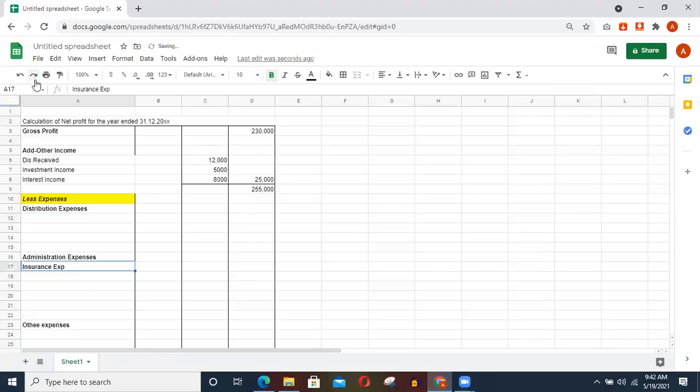So under administration expense, you put insurance expense how much? 16,000, and salaries administration 32,000. Remember that you have to enter in the first column. Is that clear? This is in the first column. You have to enter all the expenses in the first column.